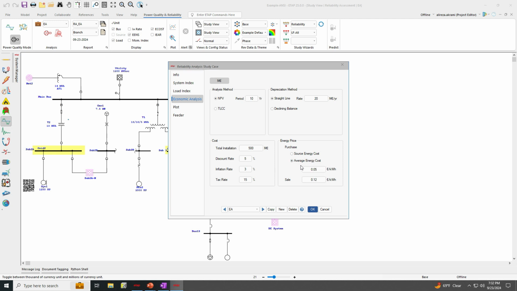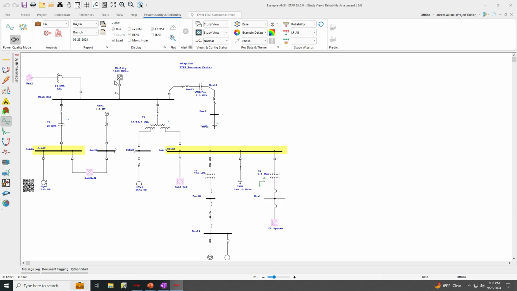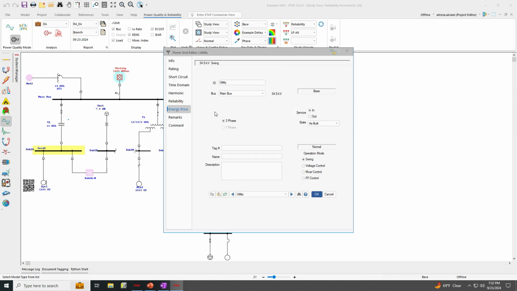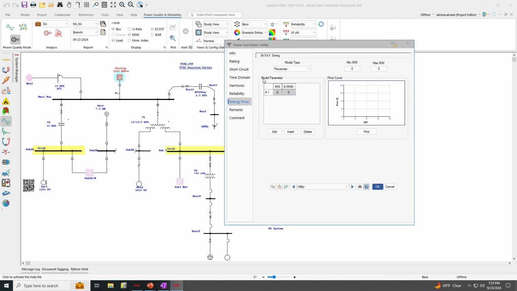And the last one that we have implemented so far is the addition of energy purchase price to be calculated based on the source energy cost rather than using an average energy cost. So it means that once you have selected this source energy cost here, then instead of looking at an average energy cost, for the share of each of these generation units, the generation cost will be calculated based on the cost function of the generation unit.